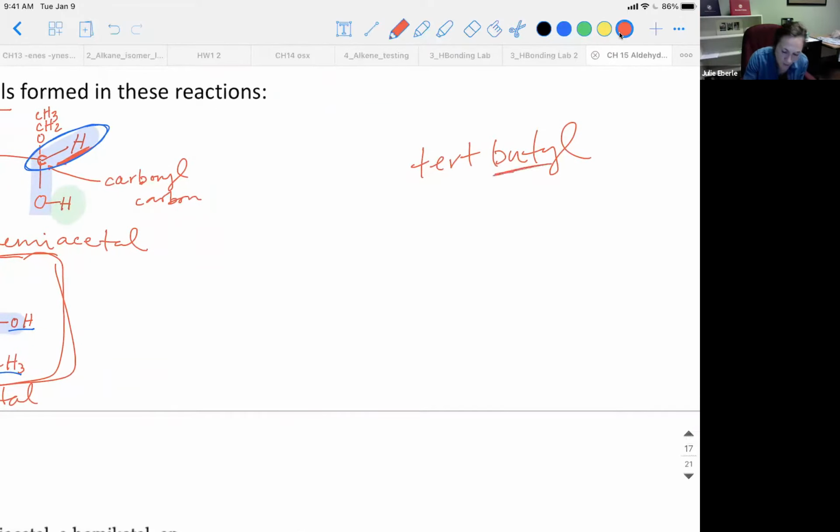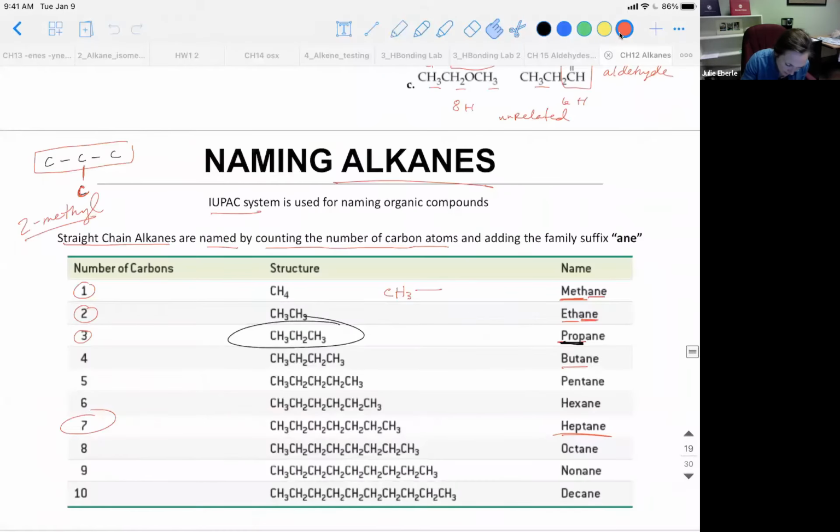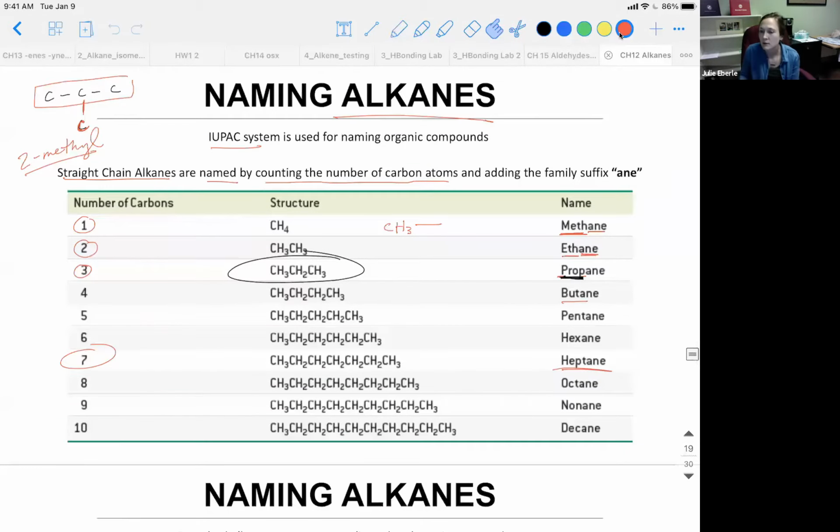So butyl, you guys remember, I encourage you to go back to this table a whole lot. This is where very quickly I'm grabbing information from. Methyl, ethyl, propyl, butyl. These root words, meth, eth, prop, but, and so on, tell you how many carbons are in the group that's branched off, your substituent, whatever.